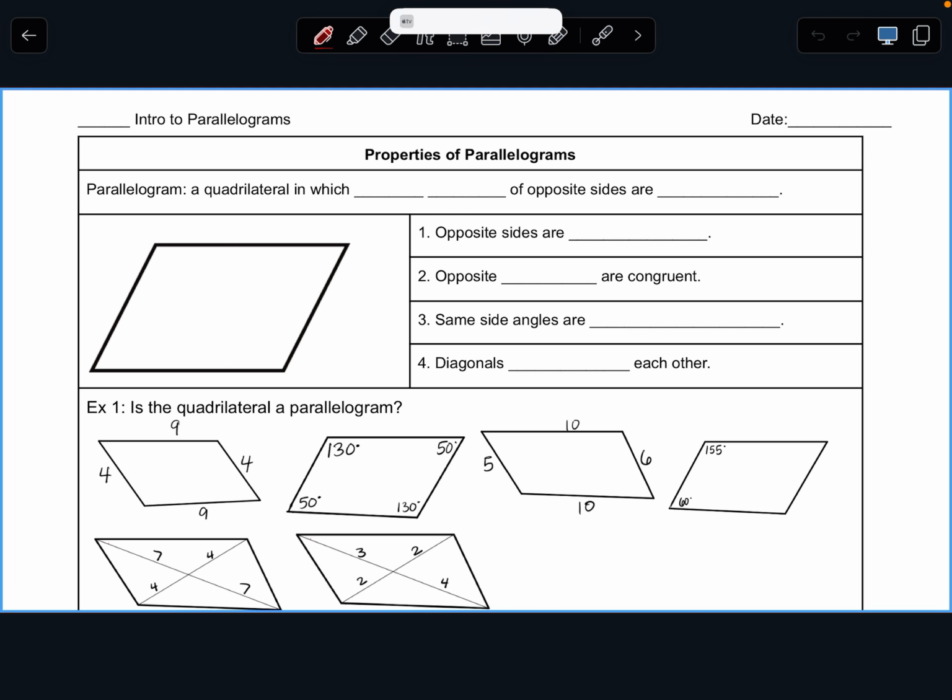Okay, properties of parallelograms. A parallelogram is a quadrilateral in which both pairs of opposite sides are parallel. And we're going to see this symbol a lot. That means parallel. So I'm going to be marking up this figure with the symbols that you would typically see.